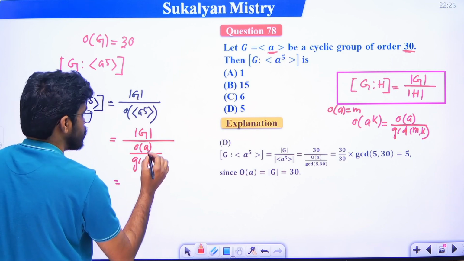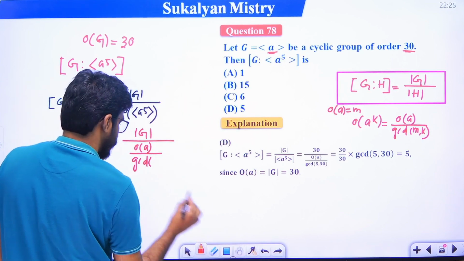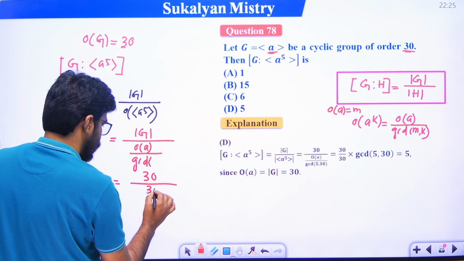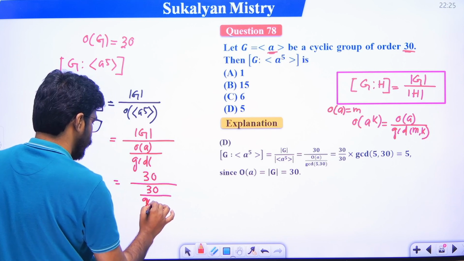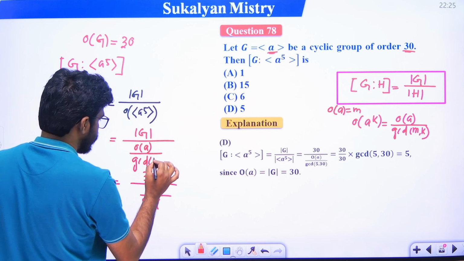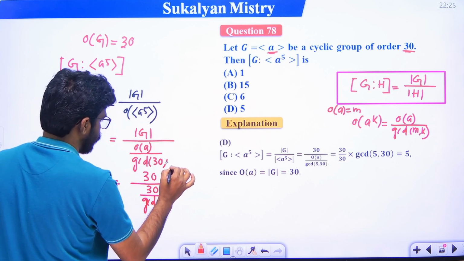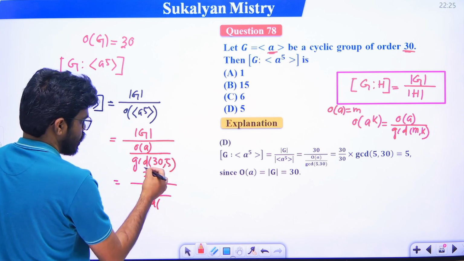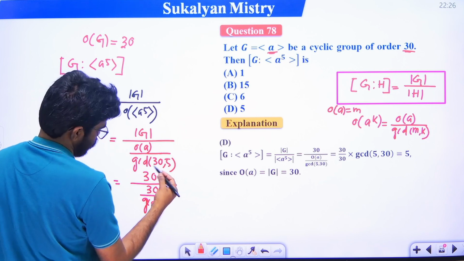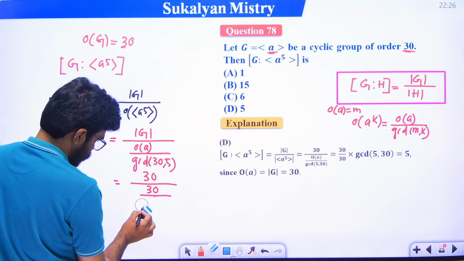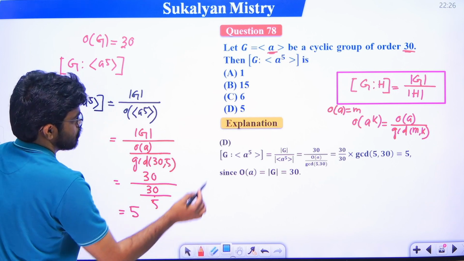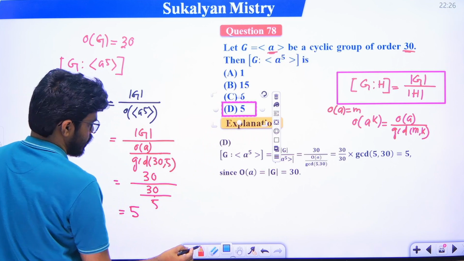Okay? So order of G, it is given that order of G is 30. What will the generator's order be? 30 divided by GCD of M comma K. Look, M is 30 and K is 5. Okay? So 30 and 5. Okay, that means what will be the GCD of 5 and 30? It is 5. So ultimately we get, okay, so which option is correct? So option D is the correct answer.